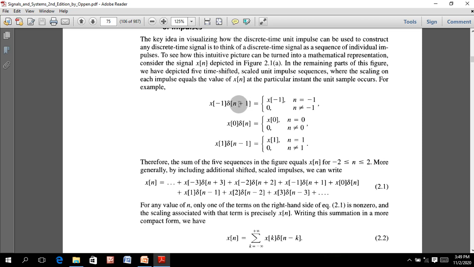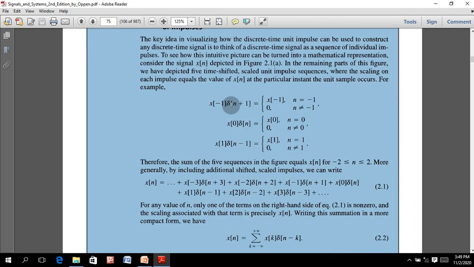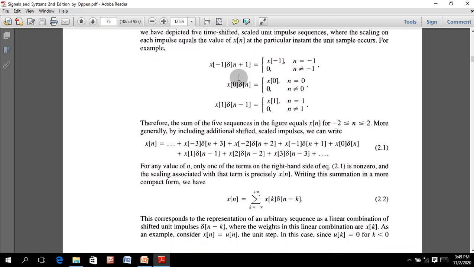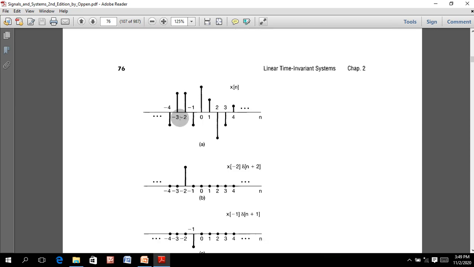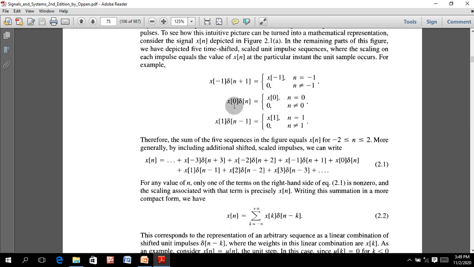of del of n plus 1. So if we multiply del of n plus 1 into x of minus 1, at n is equal to minus 1 only, and only if n is equal to minus 1, this value will be realized. It means the amplitude of x of minus 1, suppose this is the x of minus 1 and this is its value, so we'll get that value. Okay, and the same thing will happen in case of n.